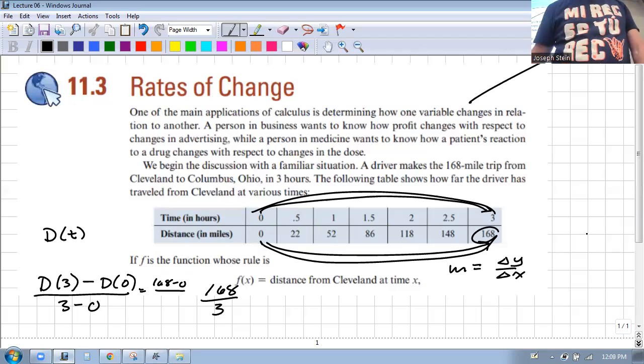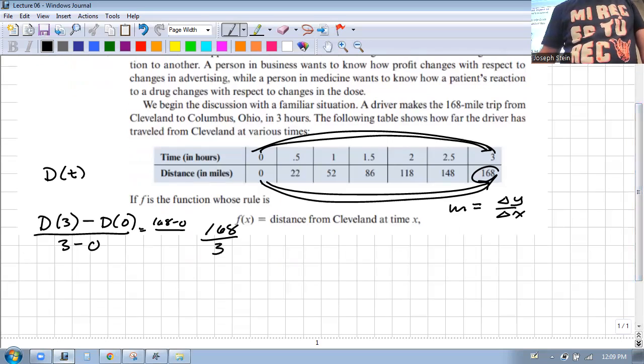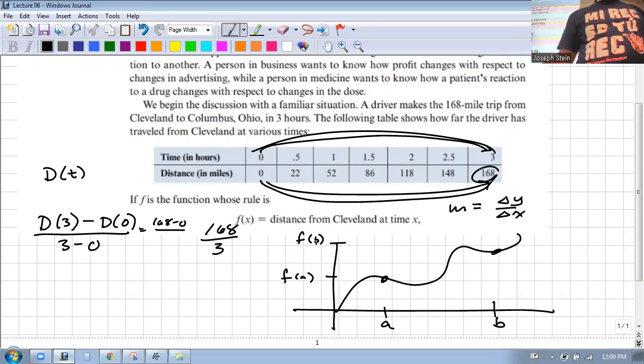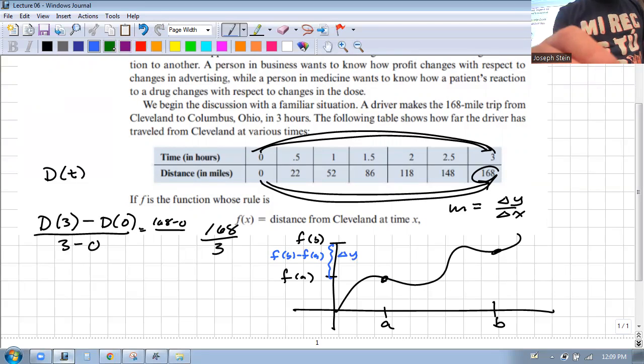Okay, what we're going to learn is that you could have something that curves like this. And so we could pick it at this spot, let's say between A and B. So there's f of A, and here's f of B. So when you're looking at this, the change in the output is your f of B minus f of A. That's your change in y. And from here to here, this is B minus A, this is your change in x.